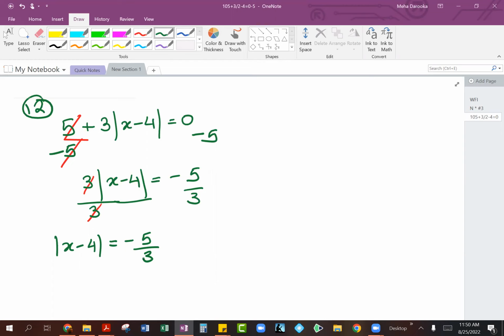Okay, does anybody know what happens next? Can you just drop the absolute value? It turns into x plus 4. No, no. With absolute value equations, we don't know what direction this is going in, right? We don't know if you're going to the positive side or you're going to the negative side.